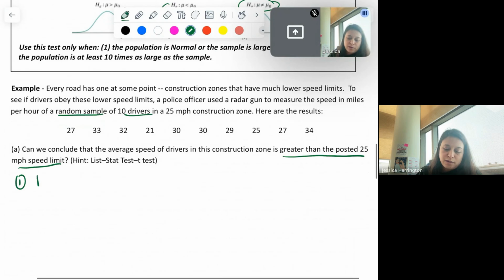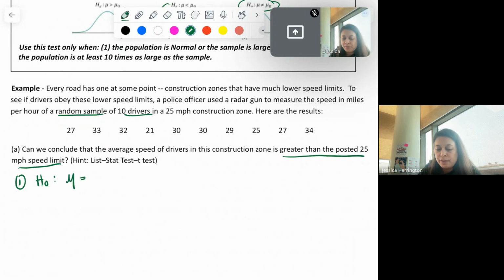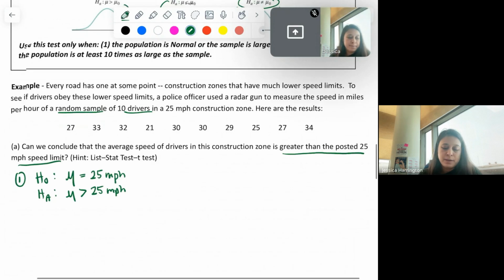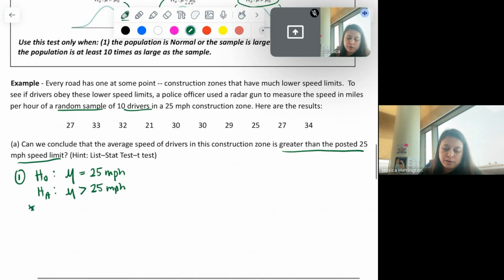So what is our null hypothesis? Our null hypothesis is that the average speed is 25 miles per hour, right? The posted speed. And then our alternate hypothesis, they said is greater than the posted speed. So we're testing, is mu actually greater than 25 miles per hour?